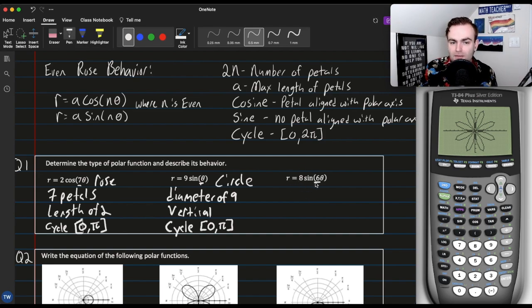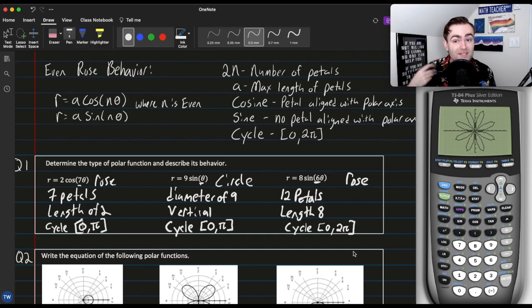Here we have something on the inside. So this is a rose. It's even, so double. It has 12 petals. The petal length is 8, and its cycle for even roses is 0 to 2 pi.